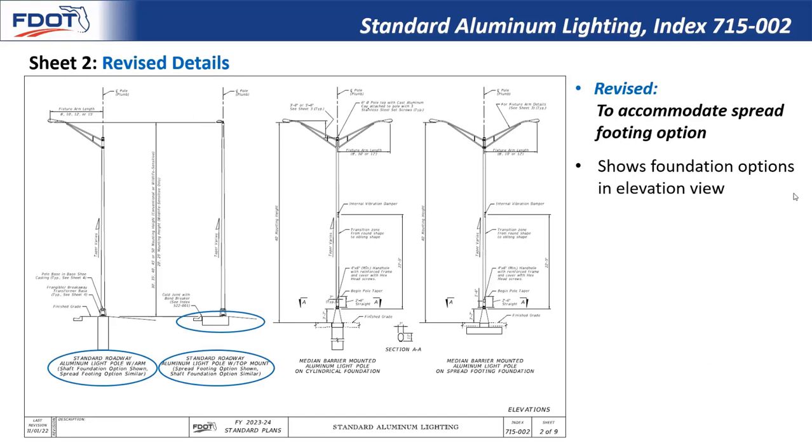So now looking at sheet 2, we've made some minor revisions to the schematic details and their titles in order to support this new spread footing option. Basically, you can see that we've added the spread footing to the elevation views, along with the small note on how it connects to the curb per index 522001.